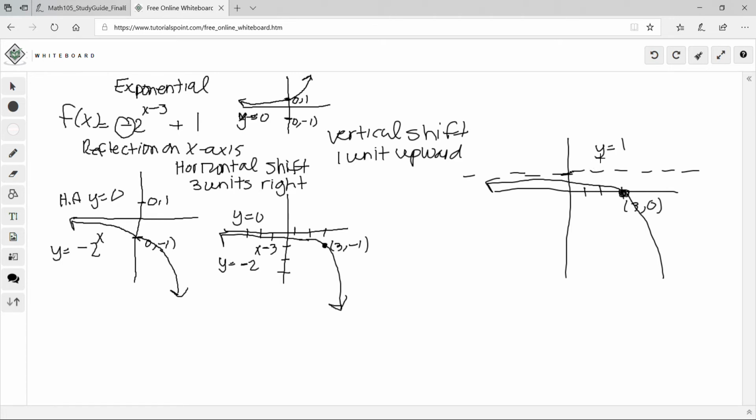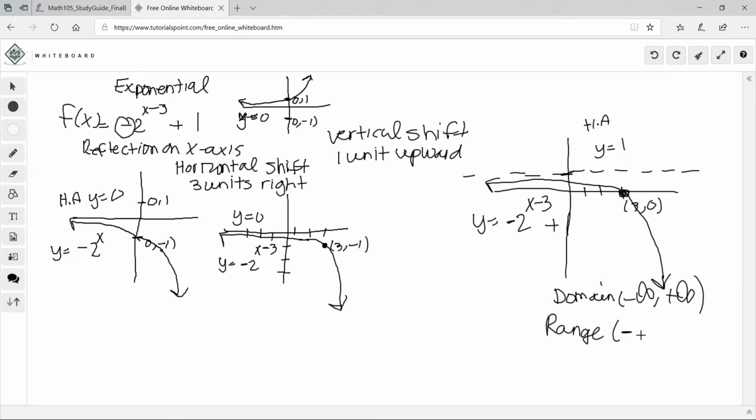It has a horizontal asymptote of y equals 1. And then, so this is our final graph. So it's y equals negative 2x minus 3 plus 1. And then from that, our domain is pretty much all real numbers. So from negative infinity to positive infinity. And the range is negative infinity to 1. So that's how you graph this exponential graph.